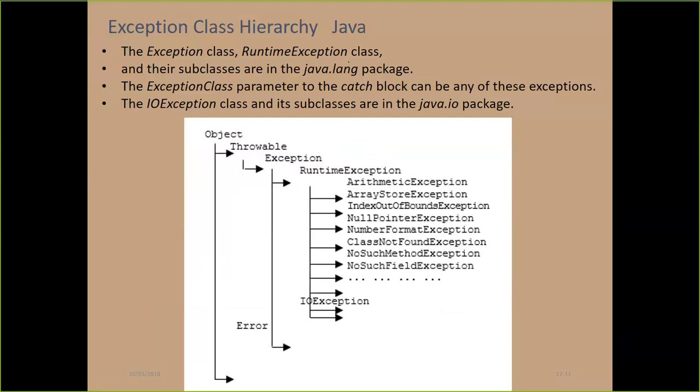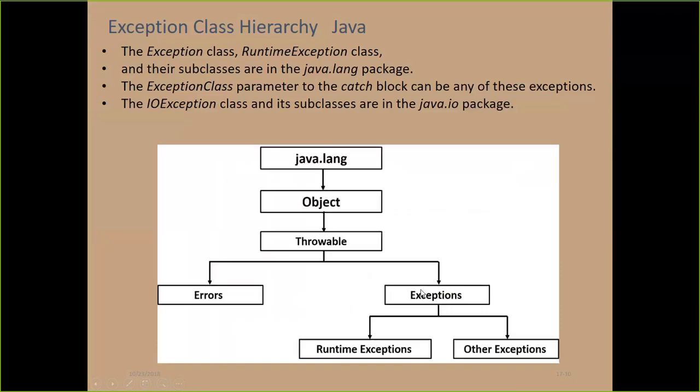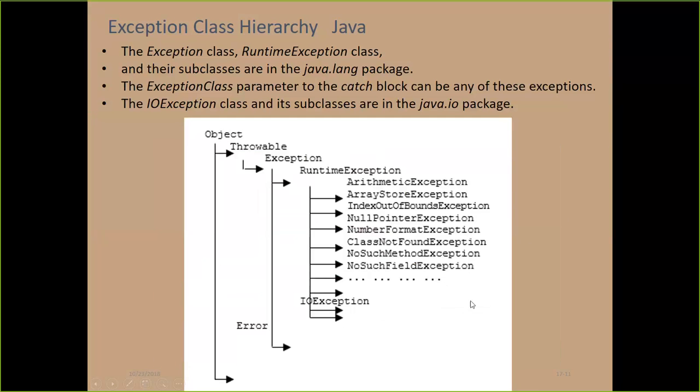So this is more readable. In the Object class, there is the subclass Throwable class. That subclass has Exception class, and Exception class has subclass Runtime class. And I believe IO exception will come here, and Error will come here. Okay, so I just copied and pasted. It did not work.